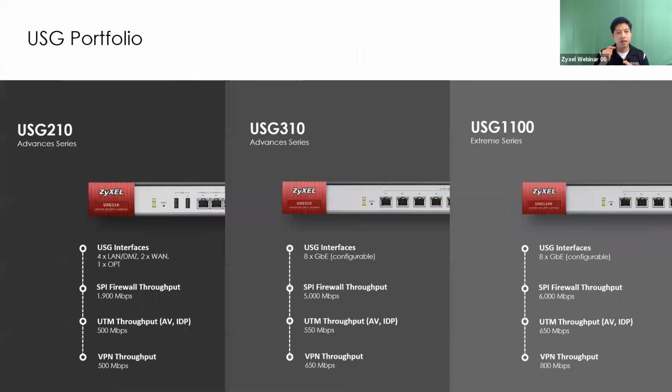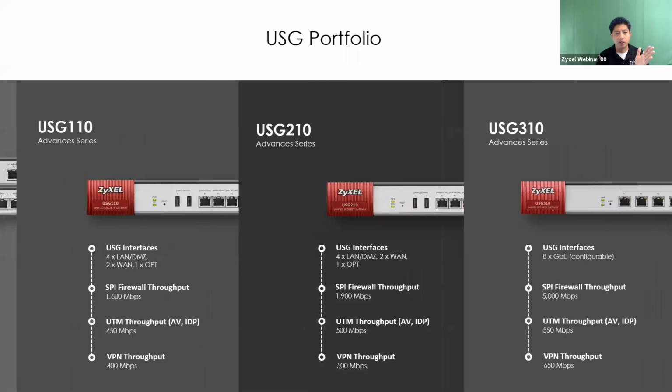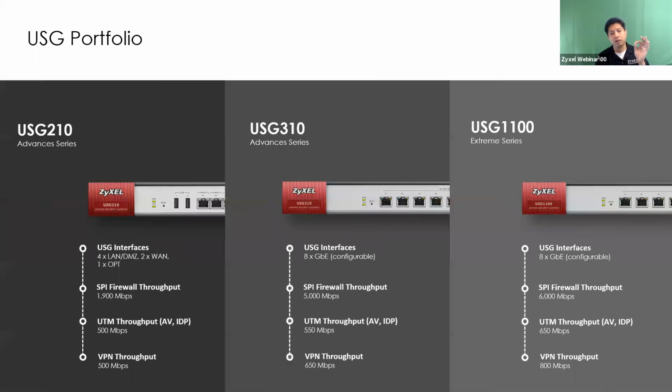So the USG 210, 310, again, it's a scale of throughput and different WAN connectivities and WAN flexibility. When you get to the 210, 310, the 310 has 8 configurable gigabit ports. So you can choose as many WANs, as many LANs, however you want to define within those. Now, of course, you can also define virtual LANs inside that.